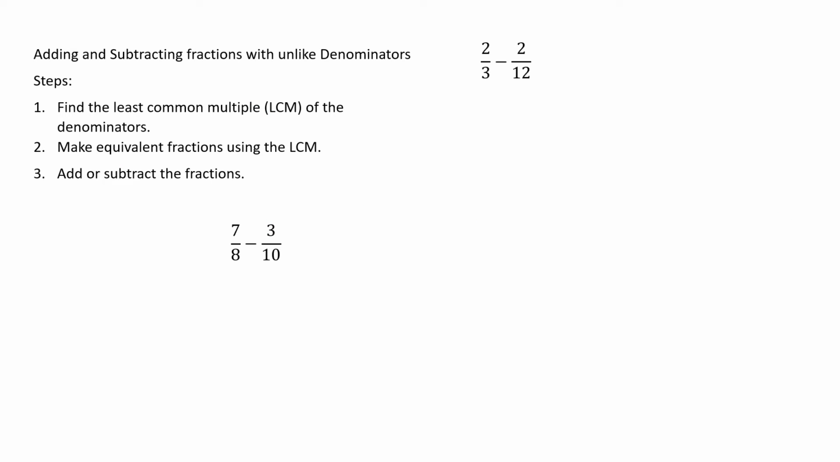Adding and subtracting fractions with unlike denominators. As you can see, I have a fraction 2/3 on the right minus 2/12. According to my steps, the first thing I do is find the least common multiple of the denominators. So I take the 3 and the 12 and I put them in my division house. I'm going to divide out the common factor, which is 3. 3 goes into 3 one time and into 12 4 times.